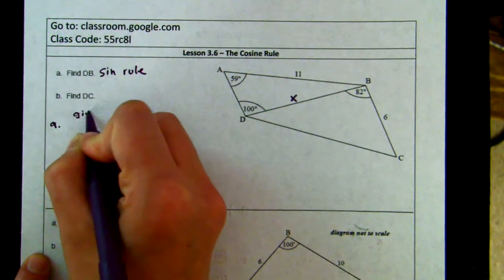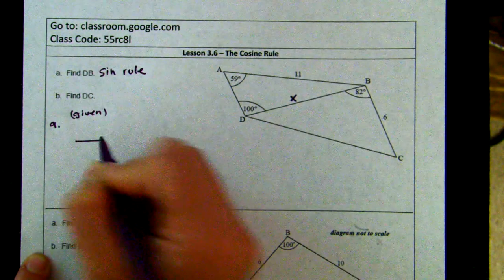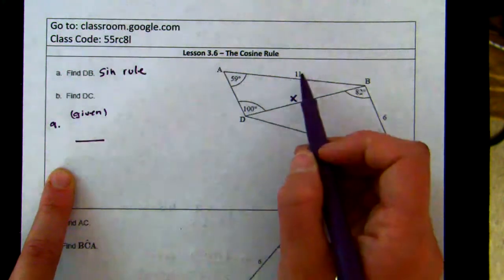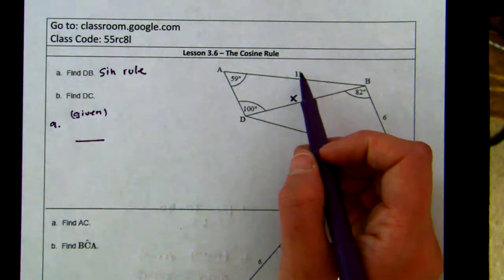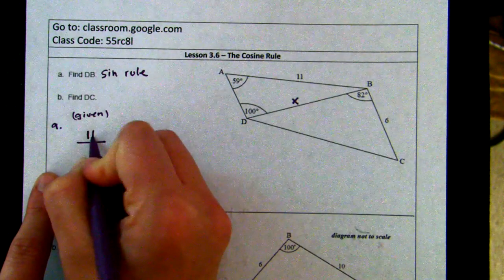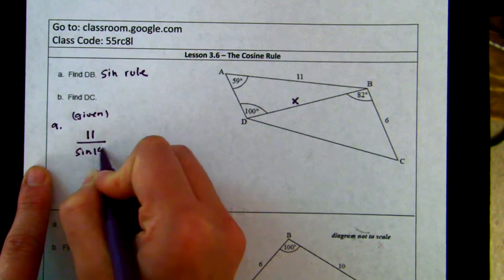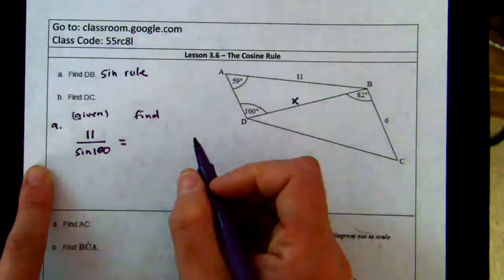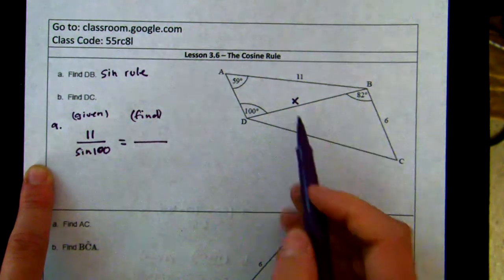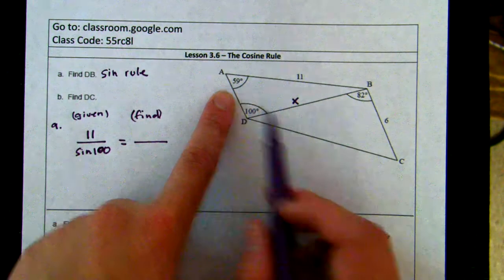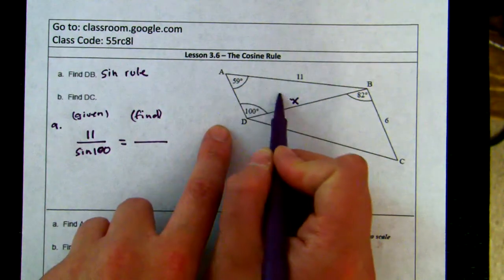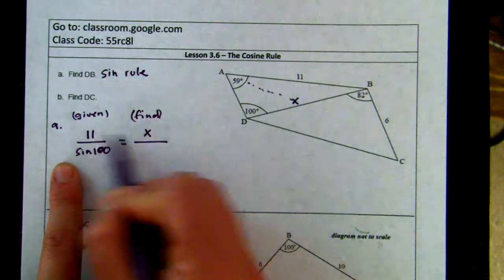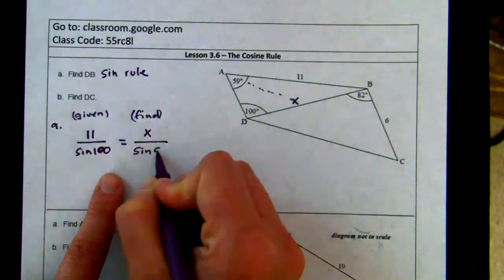Remember, I do my fraction of what I'm given, which helped me determine it was sine rule. I'm given this angle and its opposite side. Let's put the sides on top this time. So 11 over sine of 100 is equal to the fraction that I'm trying to find. The side I'm trying to find is this one, and its opposite angle is this one. So I'm going to write this as x on the top of my fraction, over sine of 59.